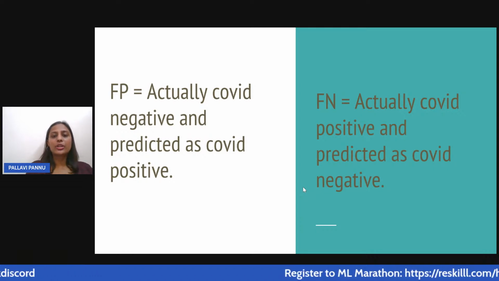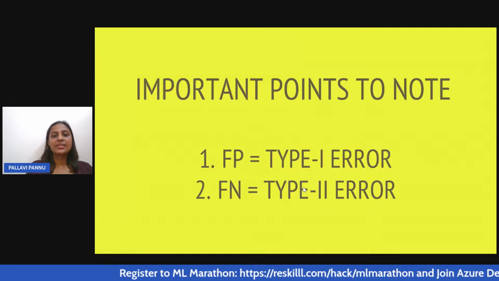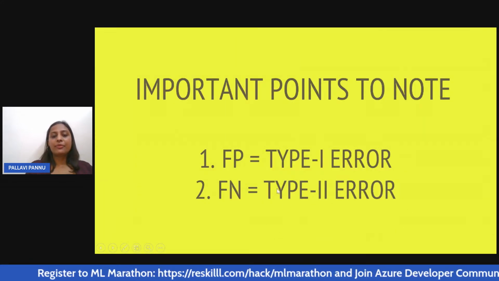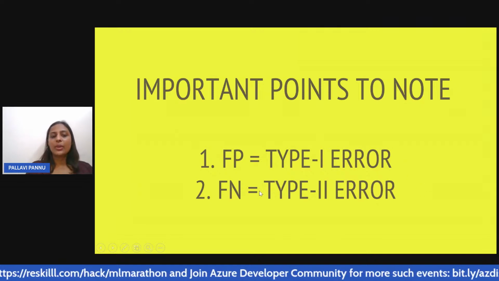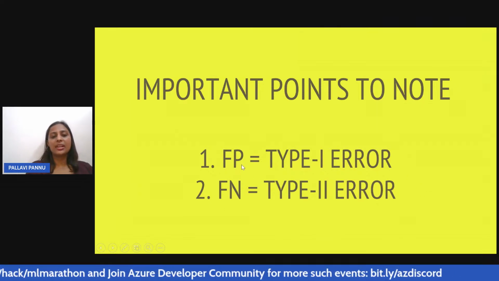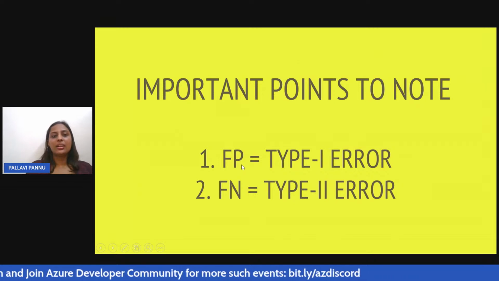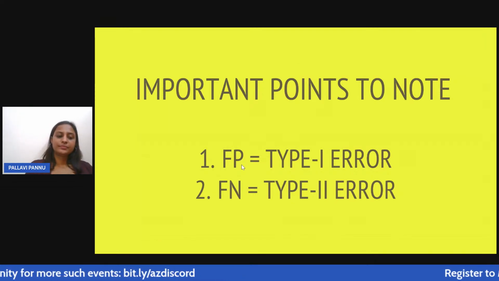I'll tell you that false positive and false negative are the errors in statistics. False positive is the type 1 error and false negative is the type 2 error. Error is why? Because the first term is false. False means they are not matching. Actual and predicted are not matching. So you have to note this point.